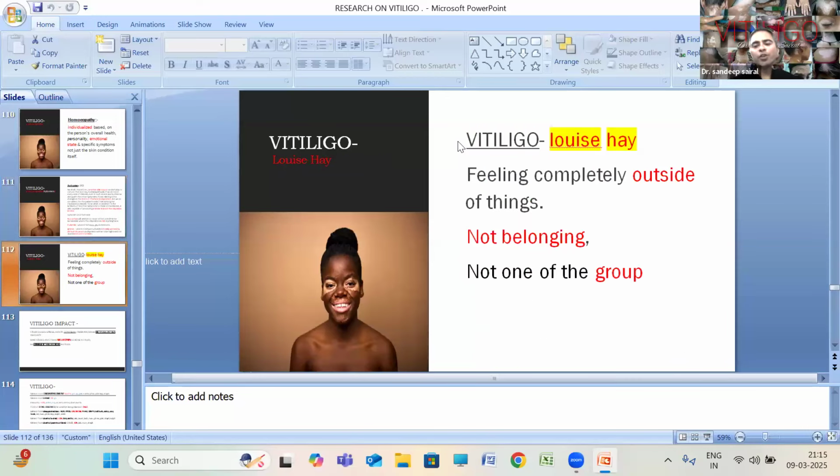And one more thing, there's a foreign author, Louise Hay. According to her research, the cause of vitiligo is psychological: feeling completely outside of things, not belonging, not one of the group. Again, the further explanation is my hypothesis. I'm clearing it. A person is on a regular basis not in the group, not included in a group.